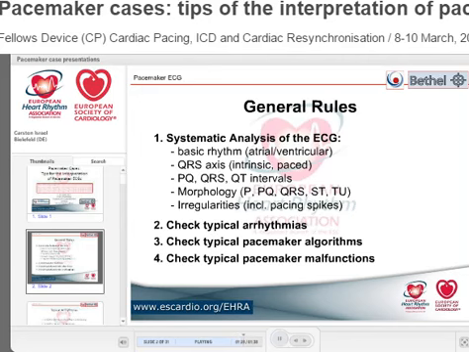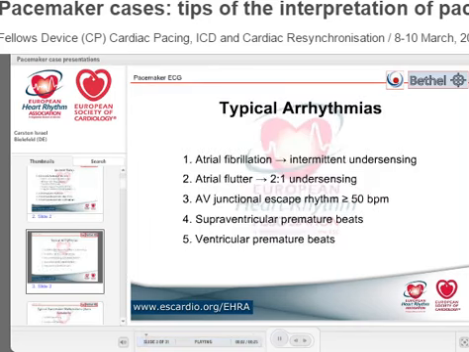So, systematic analysis on top: check typical arrhythmias. Number 3, check typical pacemaker algorithms if you know them. And finally, check typical pacemaker malfunctions. And this I will go through very, very quickly because I have only 30 minutes. What are typical arrhythmias? You know all different funny arrhythmias that are possible in every human being, also in pacemaker patients, and please look at them because they are sometimes overlooked.